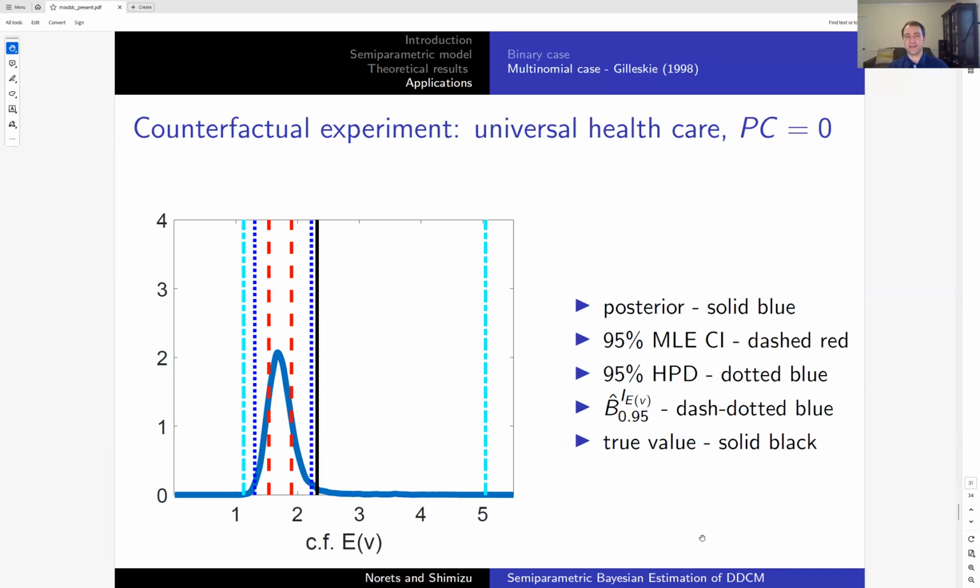And so here we see that there is a large shift in the true value of doctor visits, and the posterior, of course, is still kind of narrow, and the HPD set misses the true value by just a little bit, and this credible set for the identified set, that presumably should have coverage, at least in large samples, is actually pretty wide, but it does include the counterfactual.